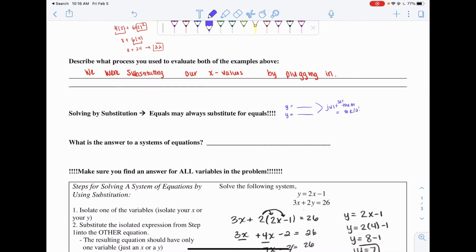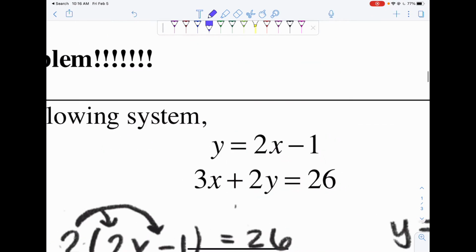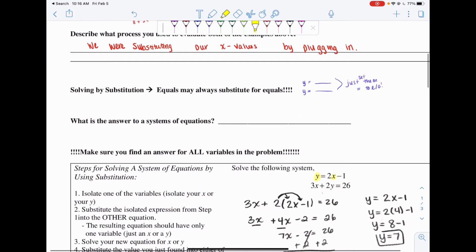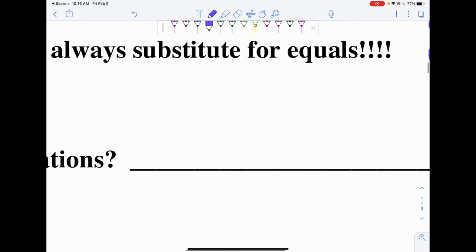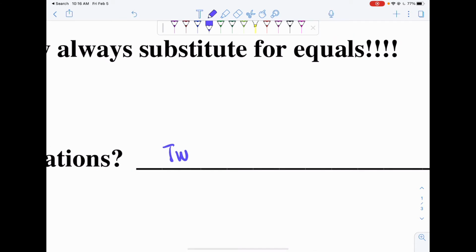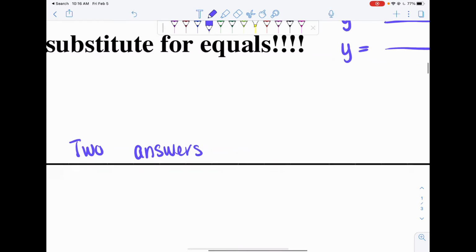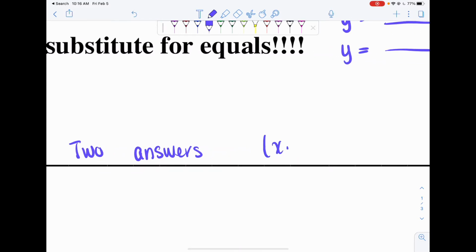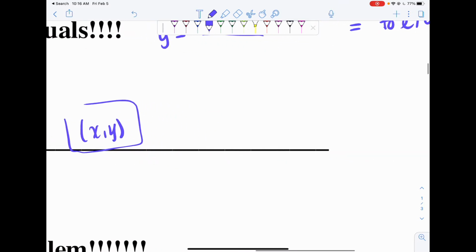What is the answer to a system of equations? Well, if you look, this is an example of a system of equations. I got a y value, and I got an x value. So you're actually going to have two answers. An x value and a y value. So your solution is going to be a point where your two functions intersect.